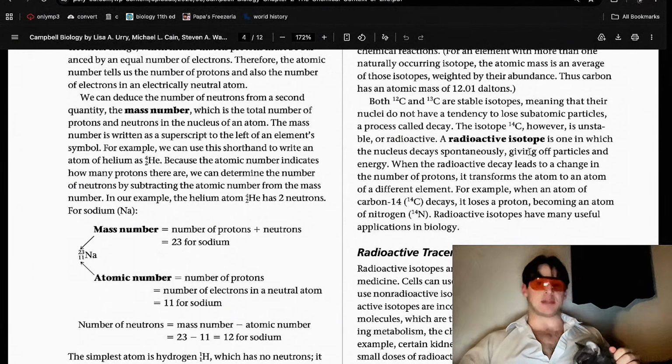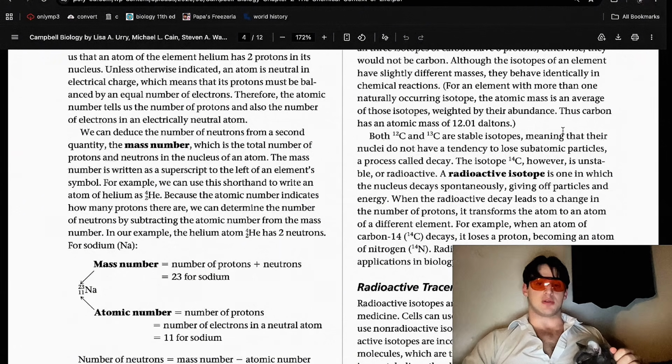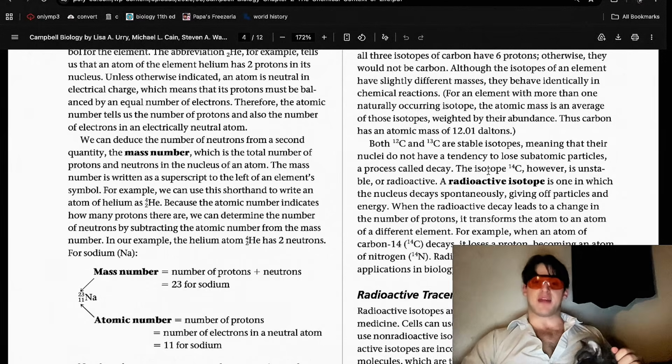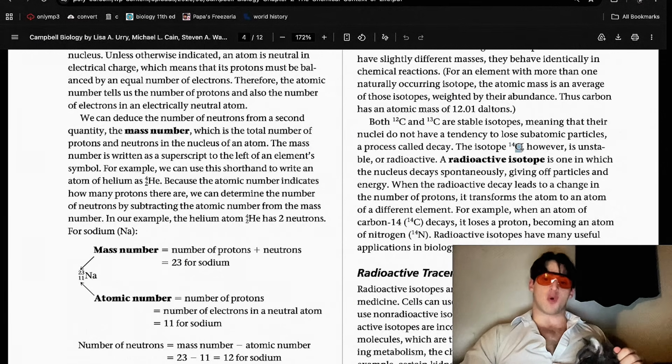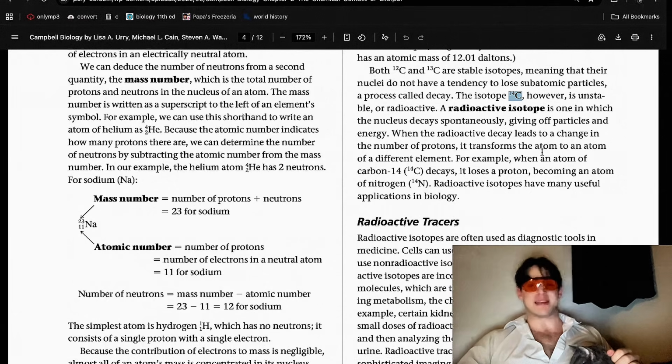That can change how the element behaves. And in the case of carbon, you can also have 14 neutrons. But that instance of carbon is a lot more rare. But that's actually how carbon dating works, because carbon-14 has a certain half-life. It has a certain rate at which it decays, so you can pick it up from a fossil and measure how much carbon-14 is present, and then you know how old the fossil is. That's how radioactive carbon dating works.